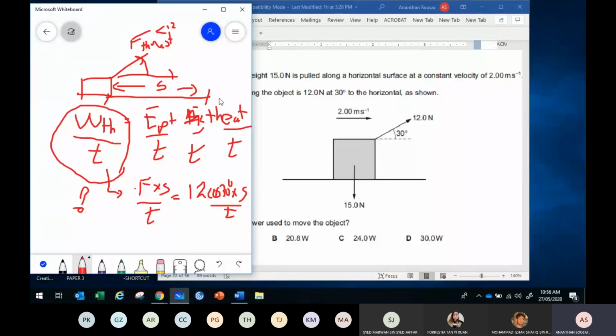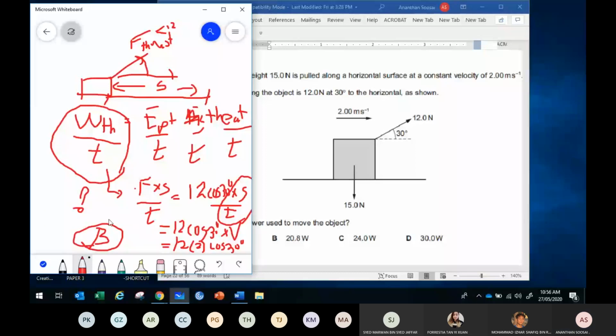We don't know how far it moves, but we know S over T we can pack together and it becomes the horizontal speed. So S over T is actually V. That's all the answer. So 12 times speed, how much? 2. So 12 times 2 is 24, 24 cos 30. Do you get 20.8? I believe you got 20.8. Okay, good. The answer is B.